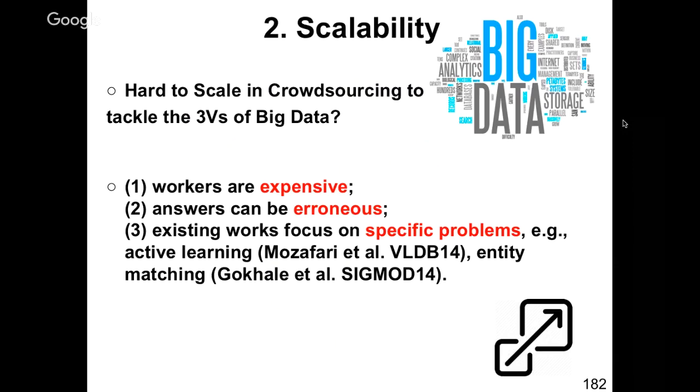The second issue is about scalability. In fact, although many efforts are trying to attack this problem, if we are talking about thousands of tasks with many workers to work on, and we want to do very good and fast optimization, this is still very difficult. There is some recent work trying to attack this problem. However, the solutions are very problem specific, like, for example, trying to attack active learning and entity matching problems. So whether we can have a more general, scalable crowdsourcing framework is an open problem.